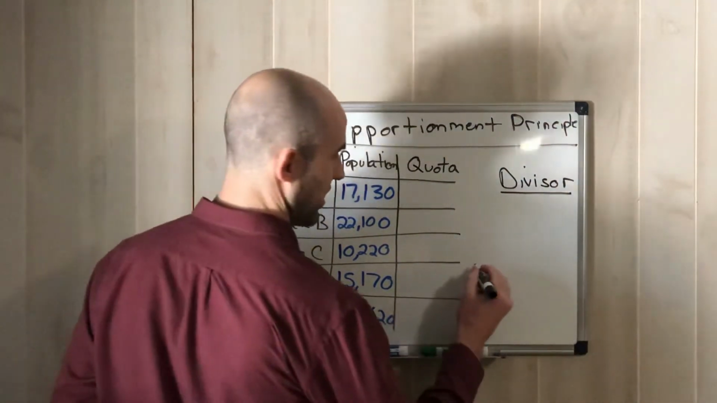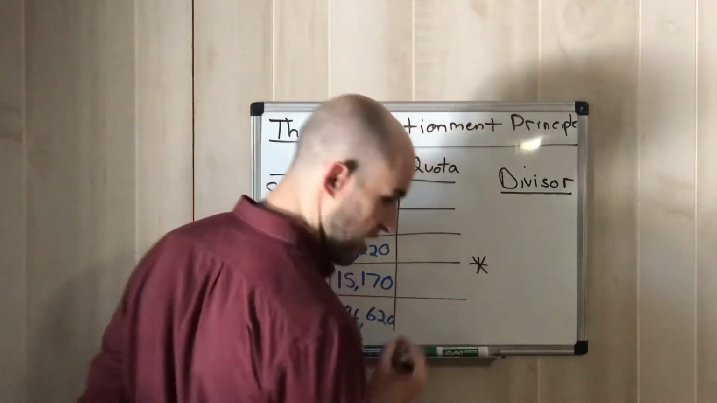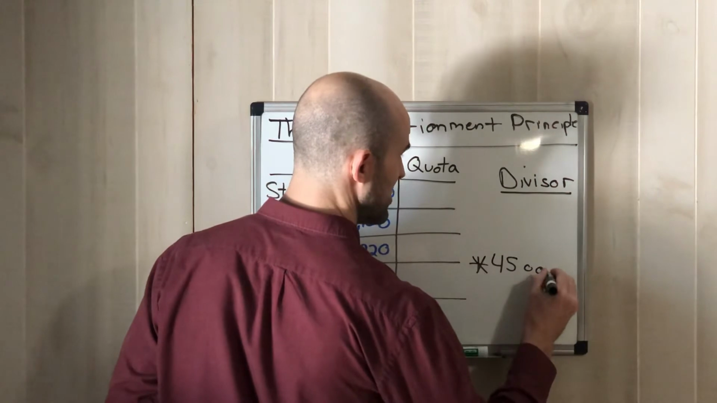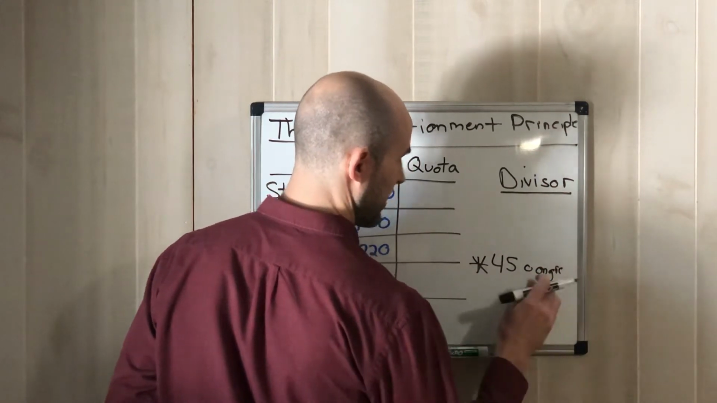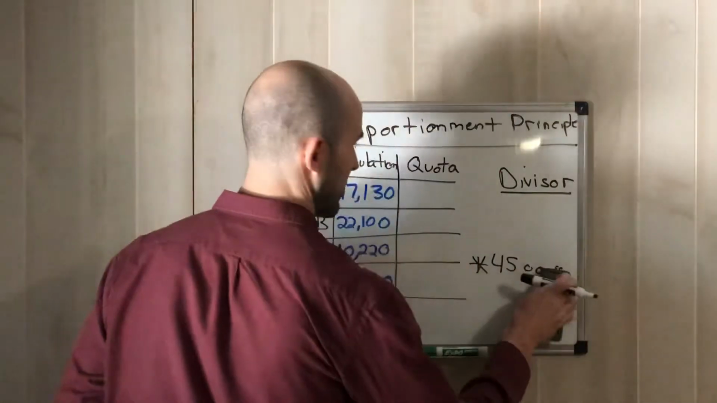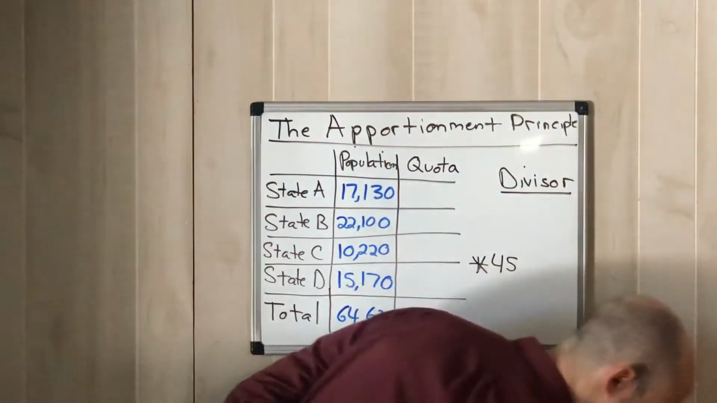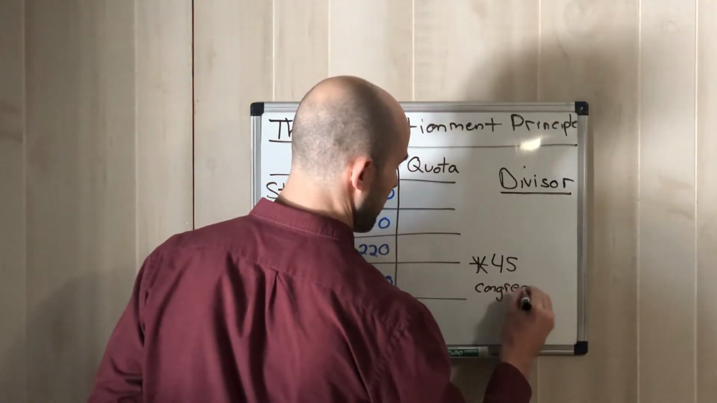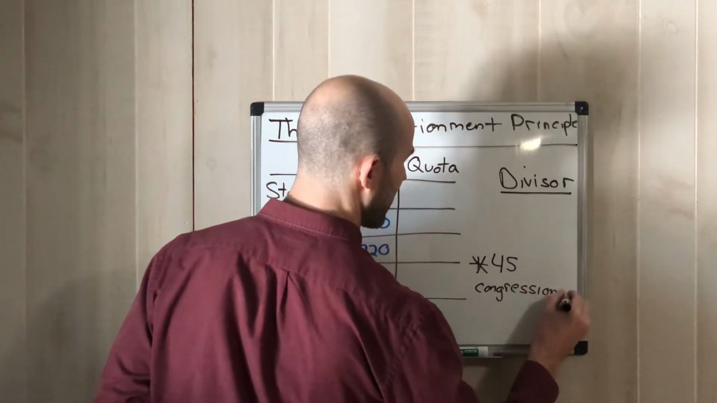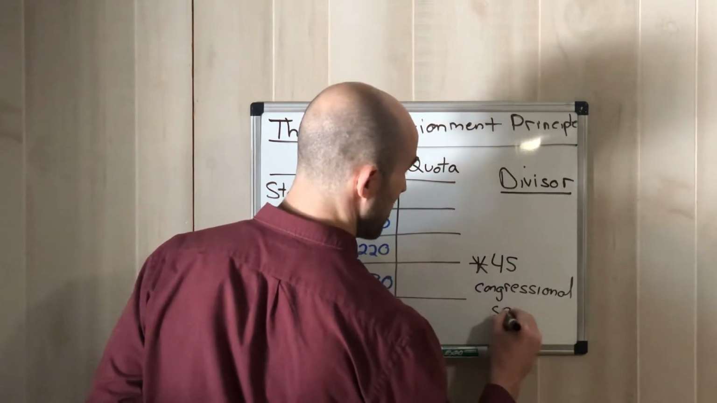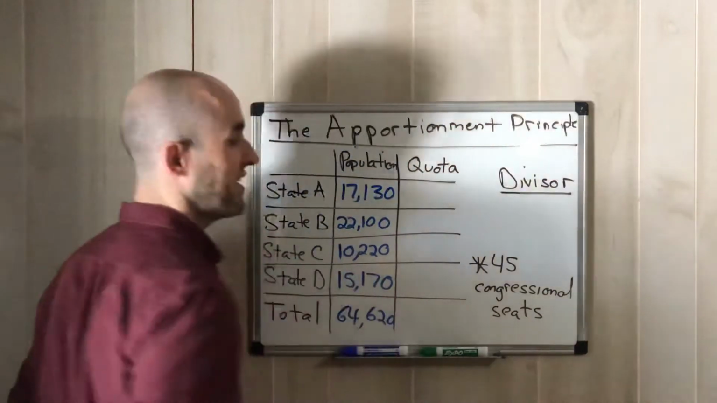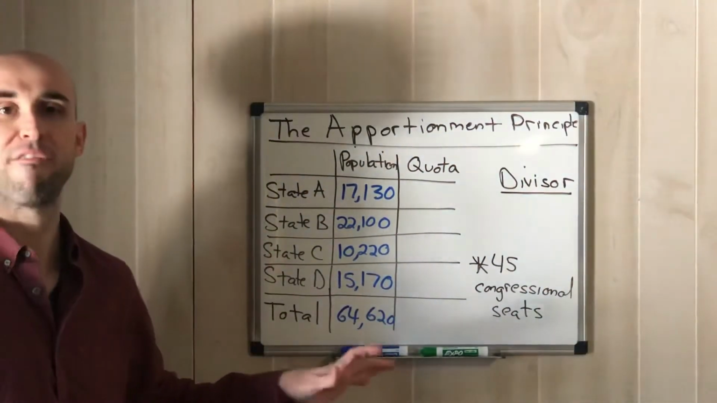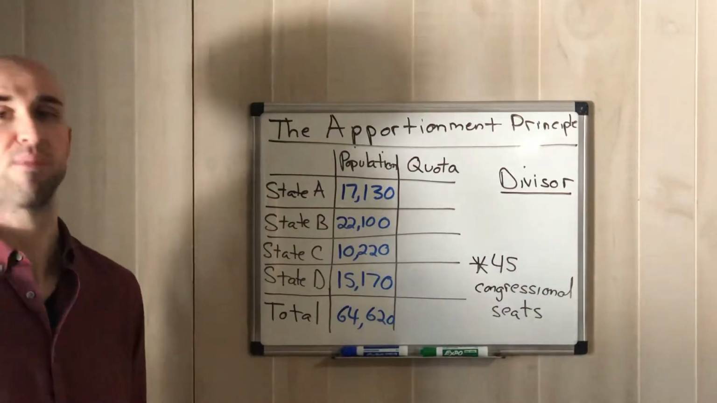In this case, I'm going to tell you that we are going to have 45 congressional seats. Here, let me write this in a bigger space. We are going to have 45 congressional seats to split up. And when you hear congressional seat, you may be a little confused. All a congressional seat is, is a representative. So we have 45 congressional seats. We have 45 representatives that we're going to split up.